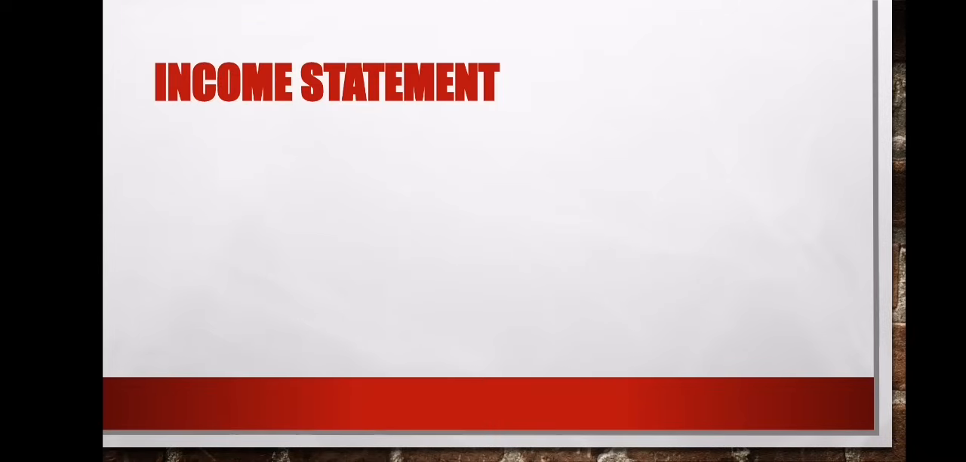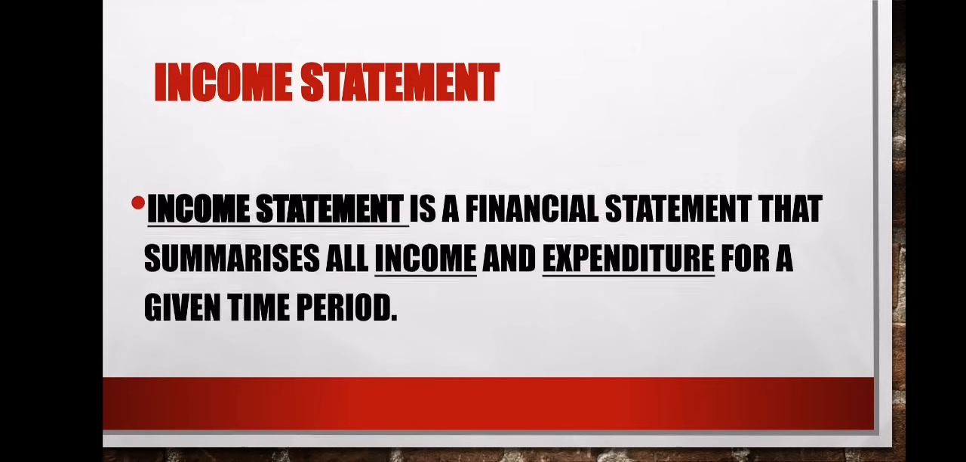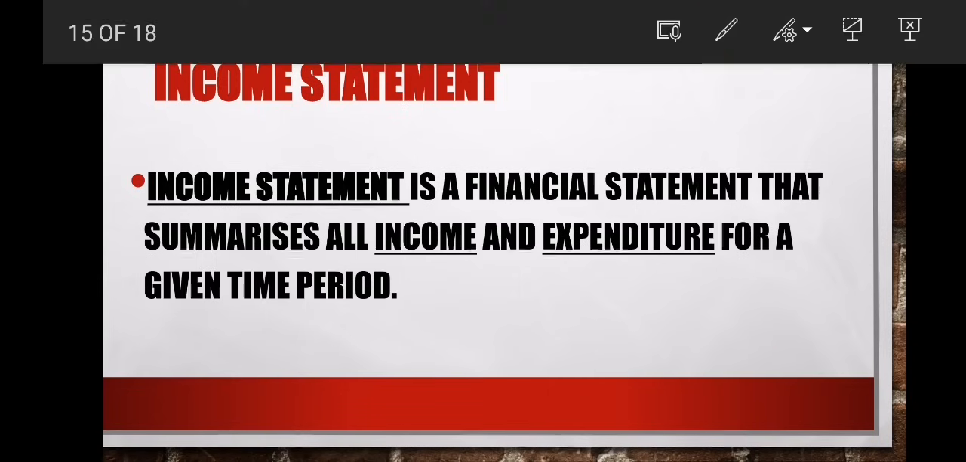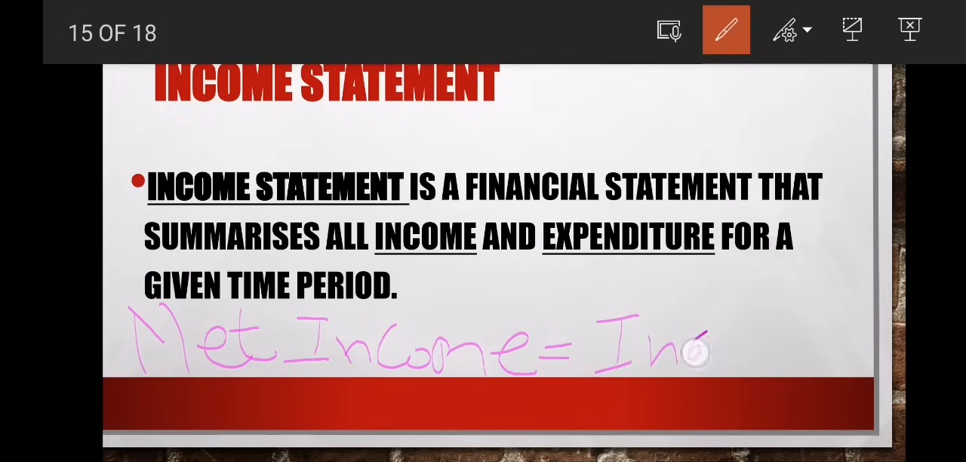That's it. Income statement. Let me try to be quick. We say an income statement is a financial statement that summarizes all income and expenditure for a given period. Under income statement, you will be expected to calculate net income. When you calculate net income, you say total income minus total expenditure. It's exactly the same as the profit or loss. You just say total income minus total expenditure, then you calculate it.